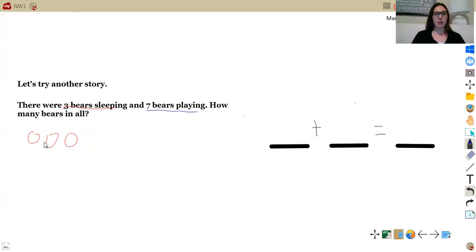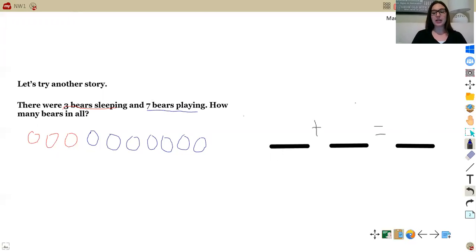So I'm going to draw 1, 2, 3, 4, 5, or sorry, I need to draw 7 more bears. Ms. Samanjic almost made a mistake. So 1, 2, 3, 4, 5, 6, 7. And the question asks how many bears in all.